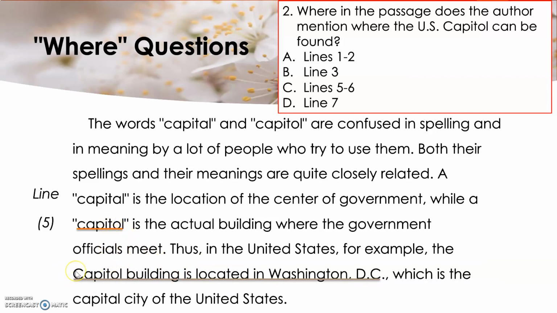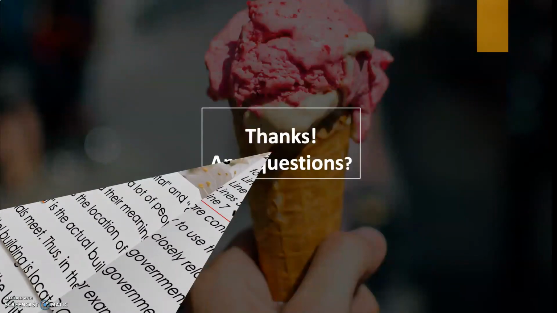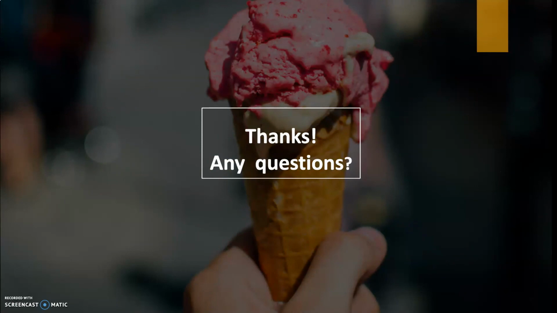So you need only to count the lines. This is line 5, 6, 7. So it's in line 7. See, it's very easy. That's it. If you have questions about implied detail questions and where questions, type your question in our group discussion. Thank you. Goodbye.